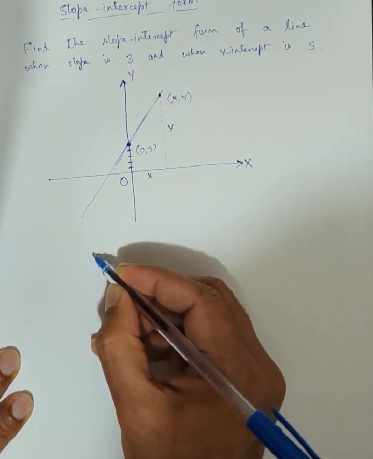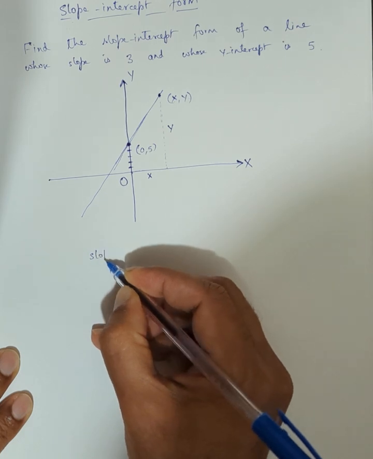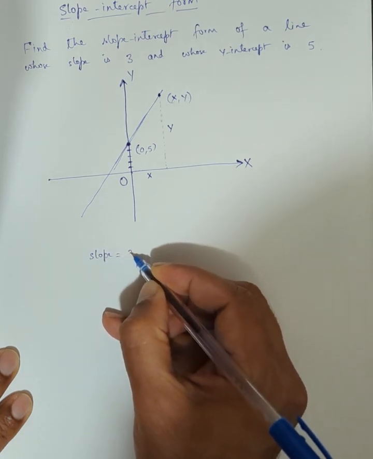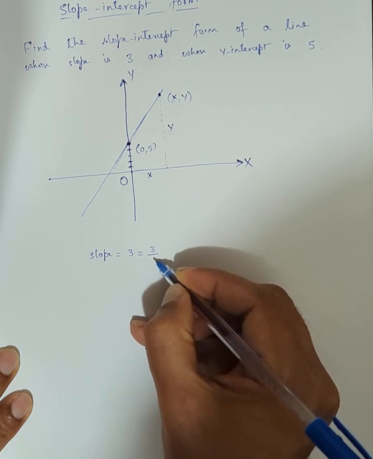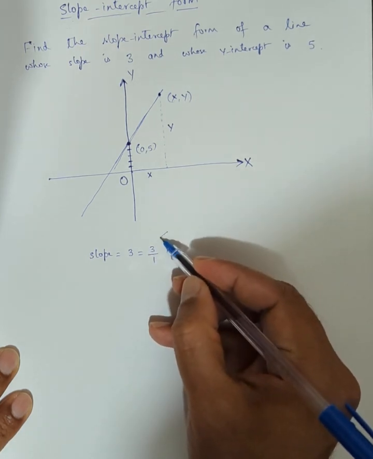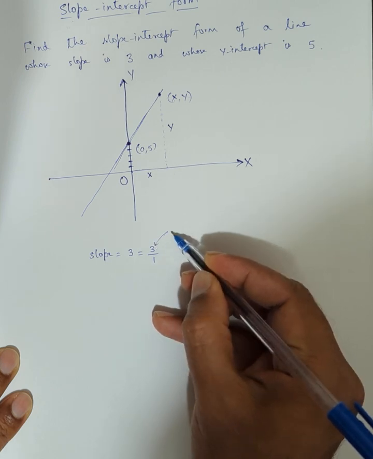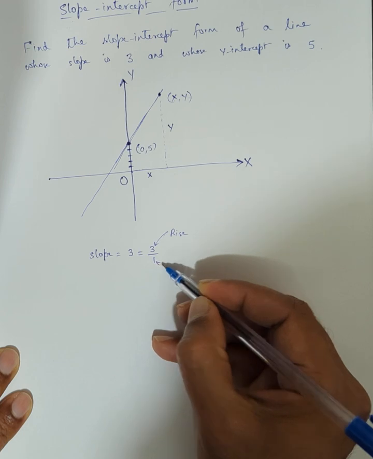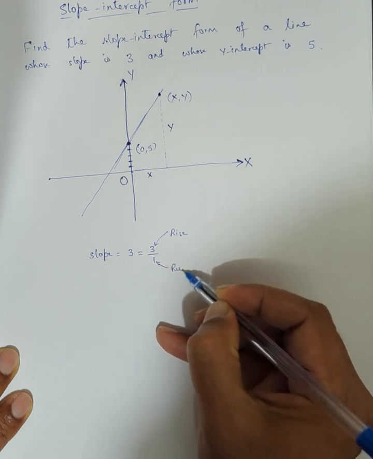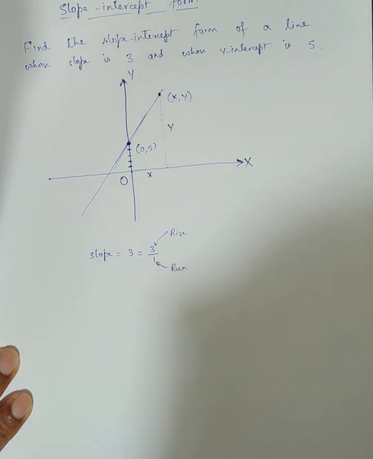So if the slope is 3, I want to write 3 as a fraction. So I'm going to write this as 3 over 1 because slope is the ratio of rise to run, which means the numerator is the rise and the denominator is the run. So rise of 3 and run of 1.